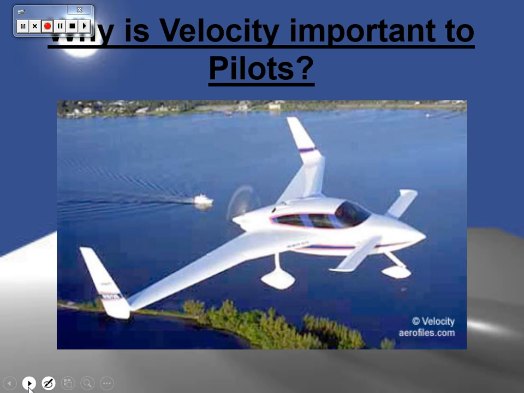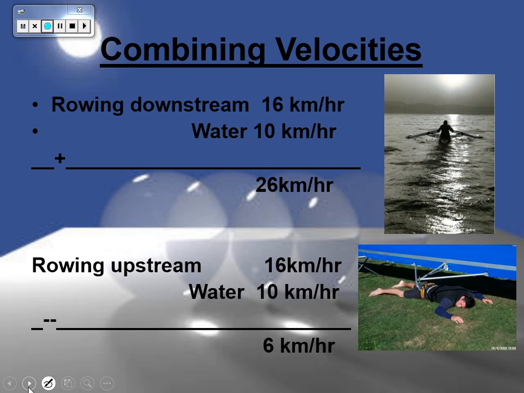Velocity. Remember that velocity is when you just add direction. Am I going east? Am I going upstream? Am I going downstream? In this picture, you're combining velocities based on the movement. So if I'm in water that's going 10 kilometers per hour and it's going with me, downstream, I'm going to add them together because the water's helping me go faster. I'm actually going 26 kilometers per hour. If I'm still rowing with my arms 16 kilometers per hour as I was up here, but now the water's going against me, I'm going to subtract it, and now I'm really only moving 6 kilometers per hour, which makes this guy super exhausted.